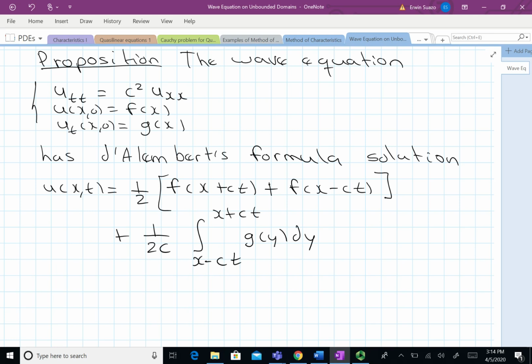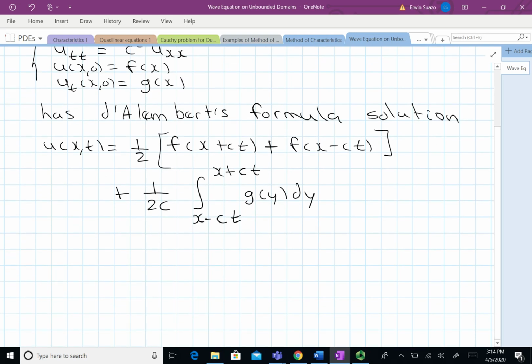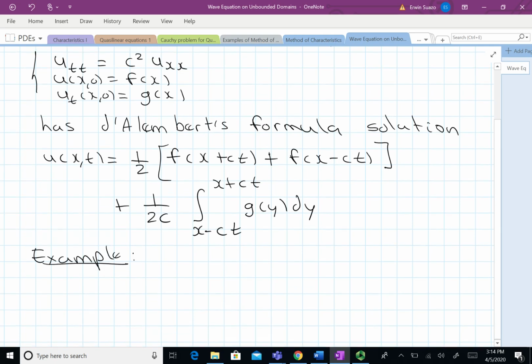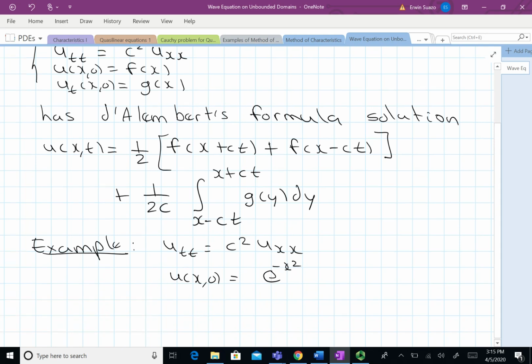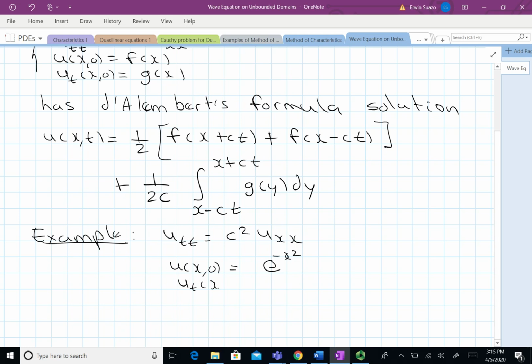Let's make an example before we get into all these details, so I can sell you this formula. Let's consider the same equation, and let's say u(x,0) is something we know, like e to the minus x squared, and let's say u_t(x,0) is 0. So when g is 0, I don't have this last term, right?